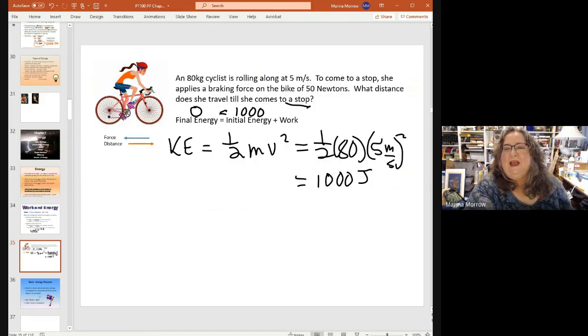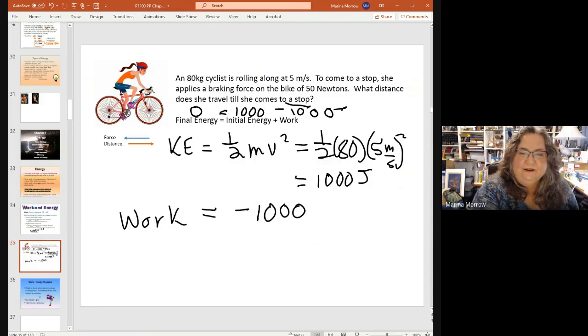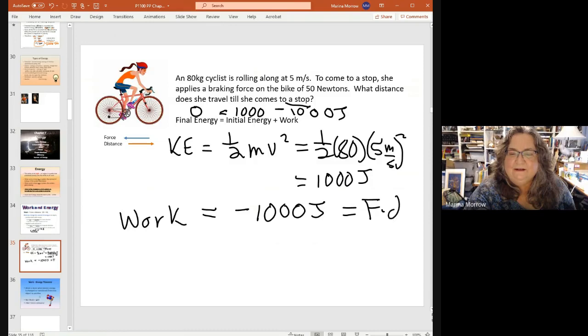And so how much must the work be? Well, in this case, she's coming to a stop. So the force, the braking force, is in the opposite direction. So we're going to give this a minus sign, right? That will make this work out. The minus sign would be the 1,000 joules of work that you need to do to make her come to a stop. Okay, so the work that needs to get done is equal to minus 1,000 joules. And that equals force times distance. Well, how much force is she using? 50 newtons.